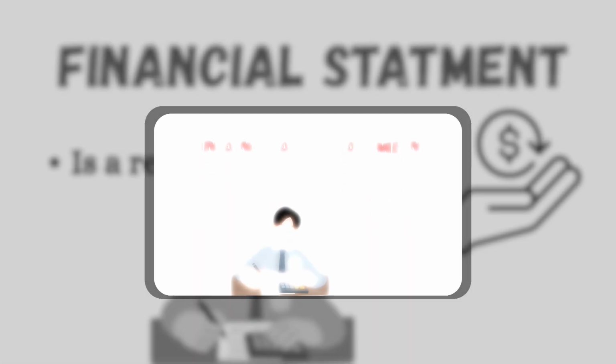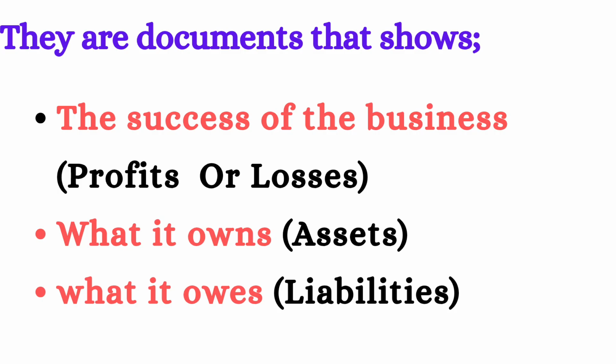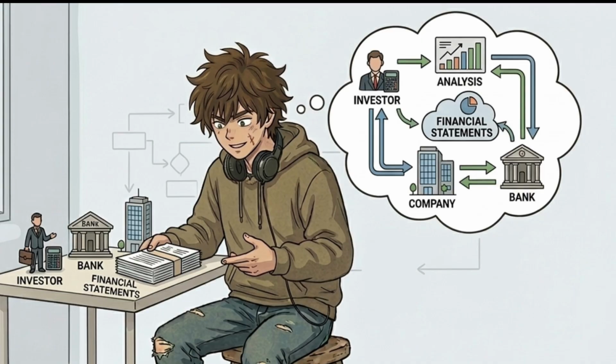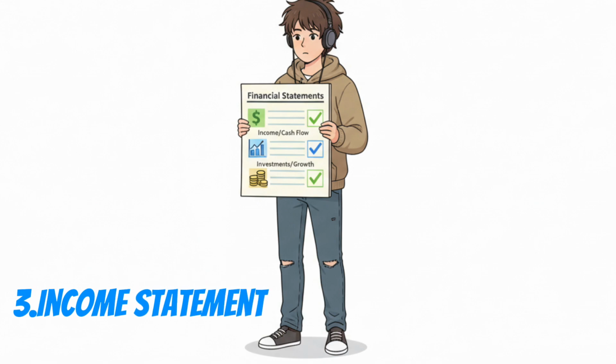What are financial statements? Think of financial statements as a report card for money. They're documents that show how a business is doing, what it owns, what it owes, and whether it's actually making money or just looking successful. Investors, banks, and even business owners use these reports to check a company's financial health. There are three main financial statements, and once you understand these, you unlock a powerful life skill.